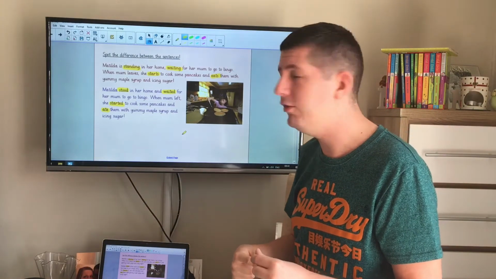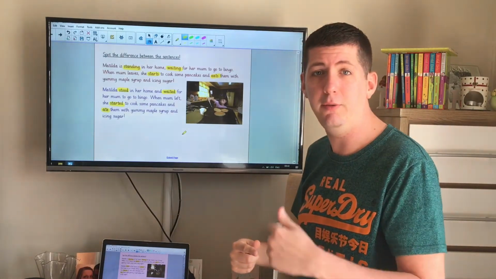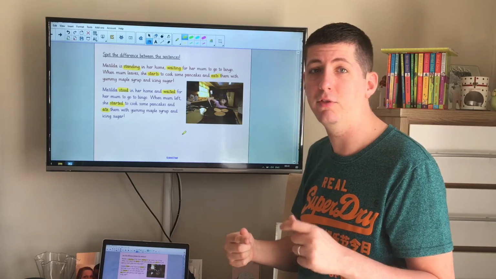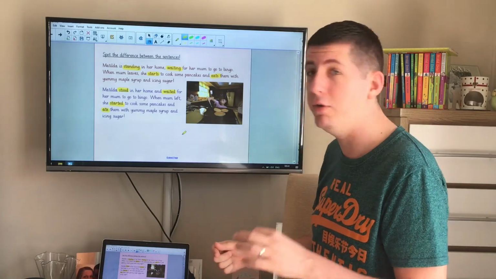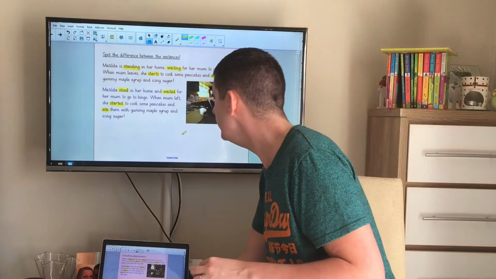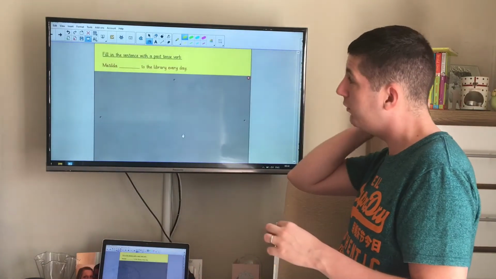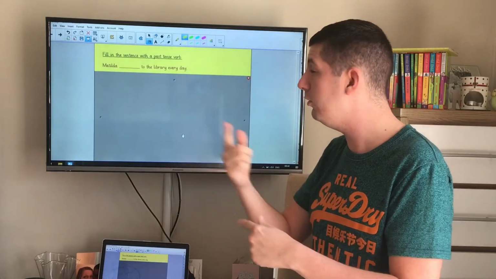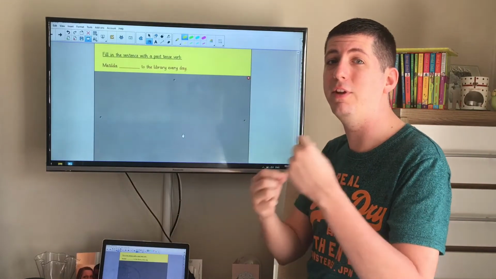Let's have a go at seeing if we can work out what verbs could go in these places to write past tense or present tense sentences. You'll need to grab a piece of paper, so pause the video now if you need to, and we'll move on to the next activity. So you need to fill the sentence with a past tense verb, a word that works in the past tense to make it as if something has already happened.